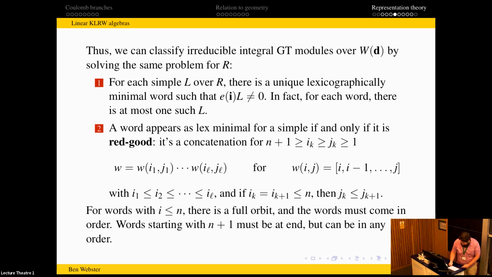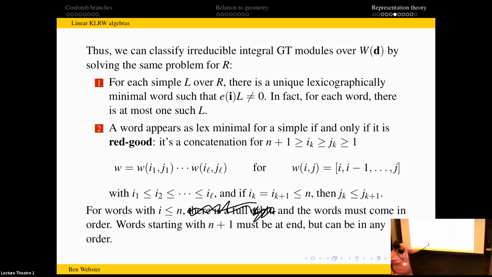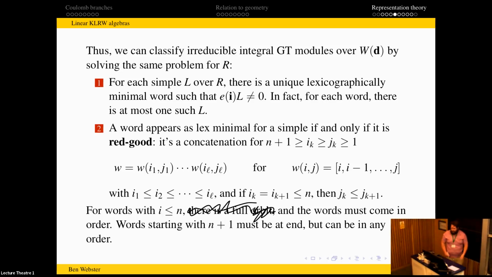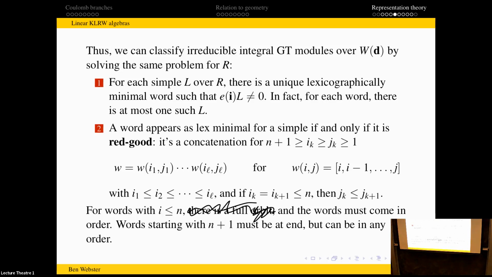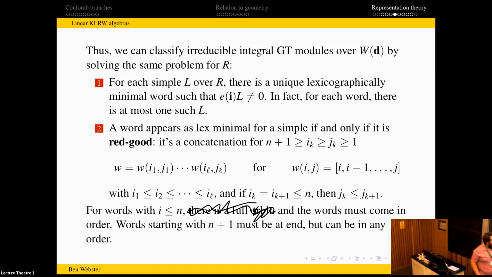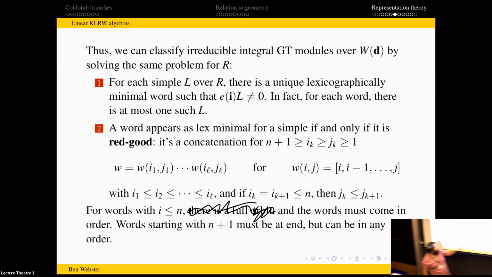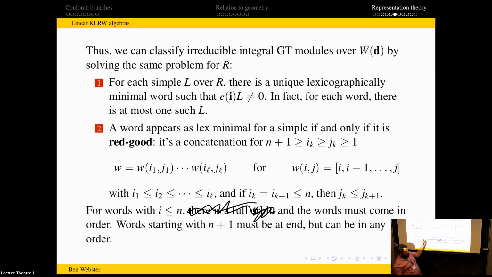I think I meant order instead of orbit. But all right. What I mean is, for all the words that start with something less than n plus 1, there's a distinguished order of them. There's only one order that they can come in. And for every pair of them, either the i's are different, and this rule tells me what order they should be in, or the i's are the same, then the j's are different, and this rule tells me what order they should be in. Whereas the ones that start with n plus 1 could be in any order.